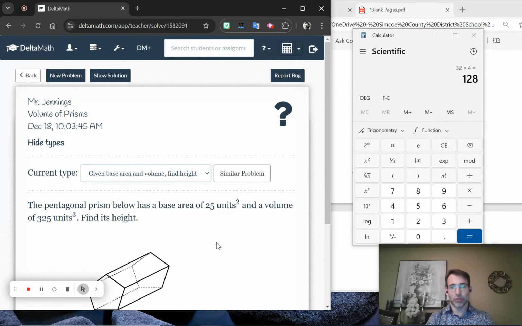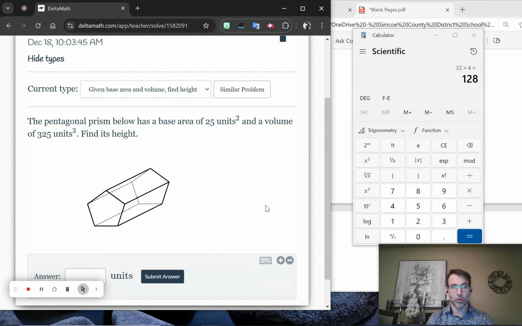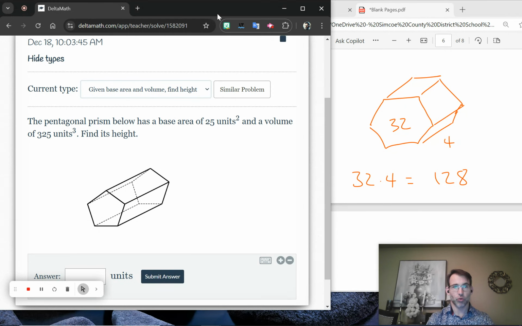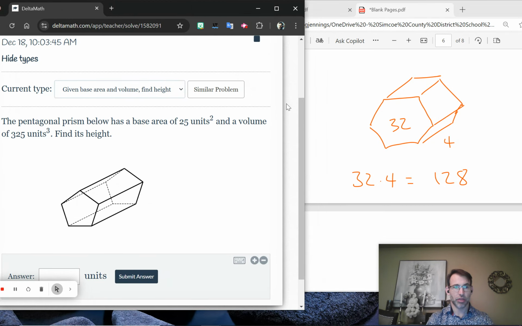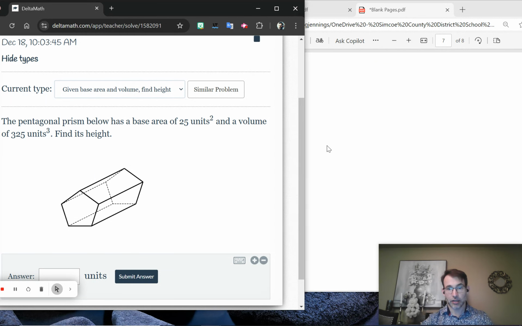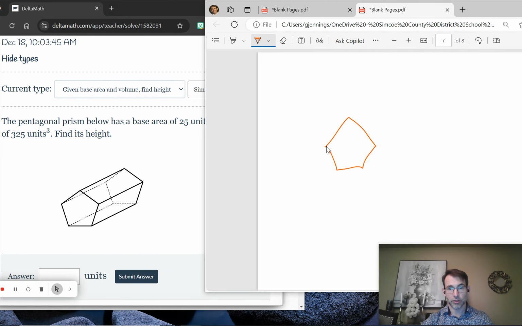So if I know this, let's say I know that this pentagonal prism has a base area of 25 units and a volume of 325 units. So with these, again, copy out the shape. It's fun to do your pictures. All right, and it looks like this. It's a 3D shape. I'm not going to do all the dotty stuff there.